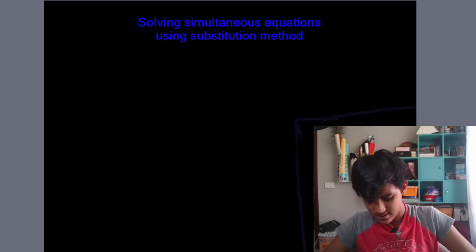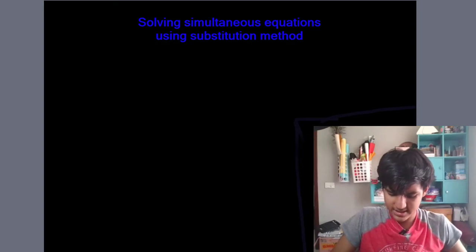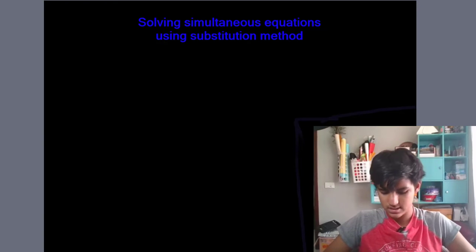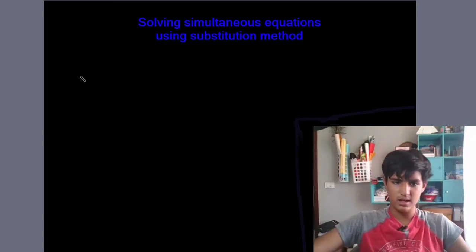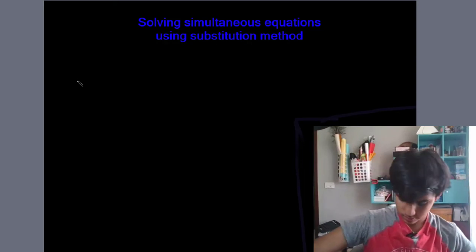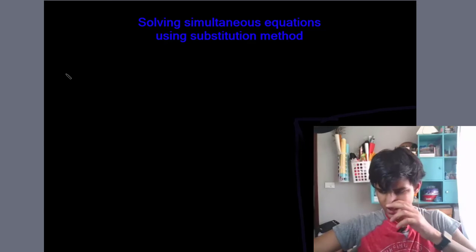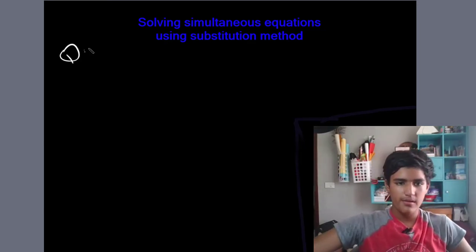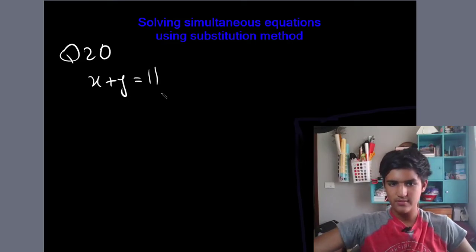The question says the sum of two numbers x and y is 11. So there are two numbers x and y, and if we add them, we get the answer of 11. So this much is clear that x plus y equals 11.